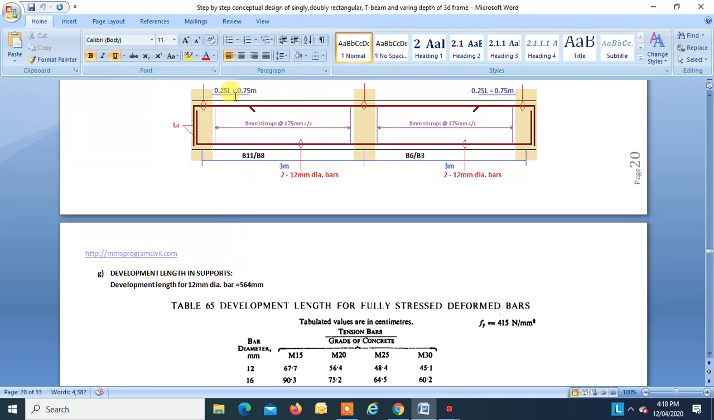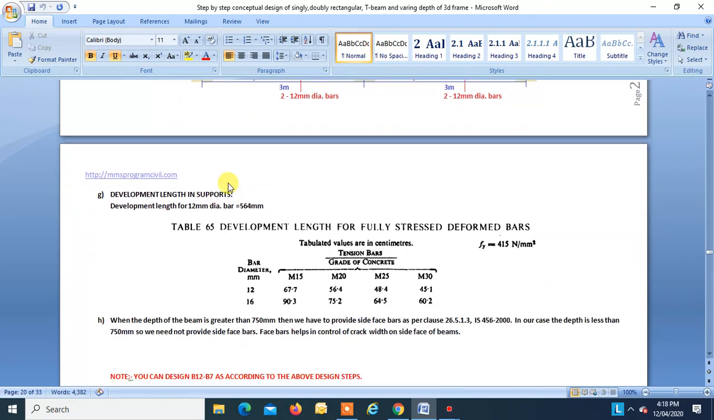And then again the development length. We have a 12 mm dia bar. So for a 12 mm dia bar, the development length or anchorage length should be at least 564. This is the minimum that you have to provide. And when the depth of the beam is greater than 750 mm, we have to provide face bars, but our beam depth is 300, so we don't have to provide the face bars.